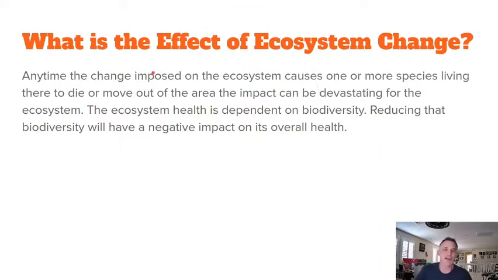So anytime a change is imposed in the ecosystem and it causes one or more species living there to either die out or move out of the area, the effects can actually be devastating to the ecosystem. The ecosystem health is dependent on biodiversity, so if we have all these organisms leave the ecosystem, then we reduce the biodiversity and we reduce the health of the overall ecosystem. So reducing that biodiversity will have a negative impact on the overall health.